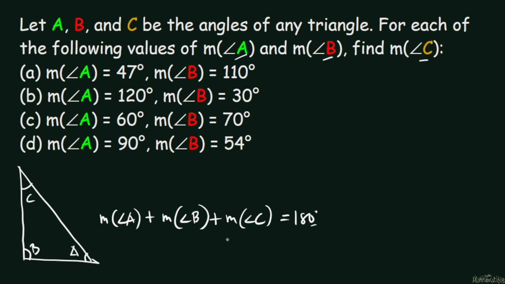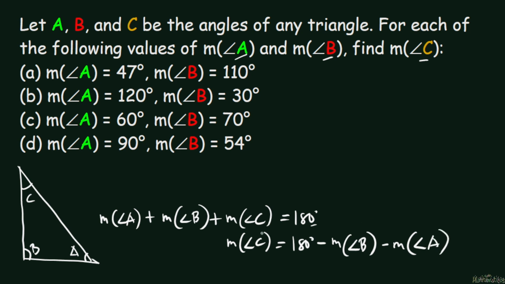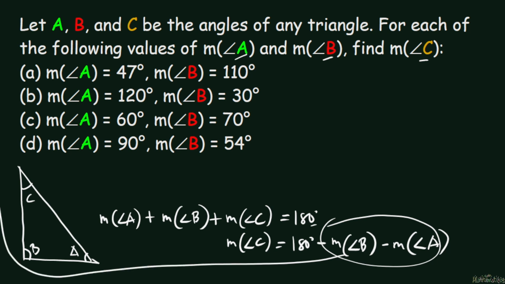So we will find the measure of angle C. Angle C is equal to 180 degrees minus the measure of angle B minus the measure of angle A. So whatever the value of A and B from here, we will solve this one.